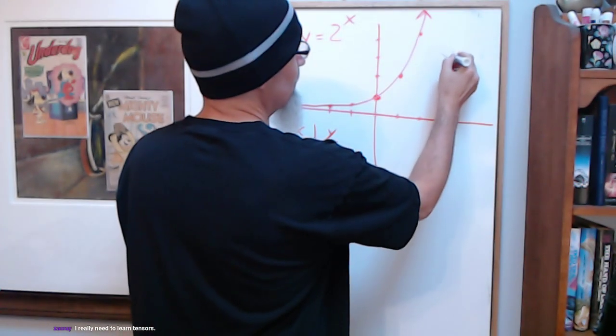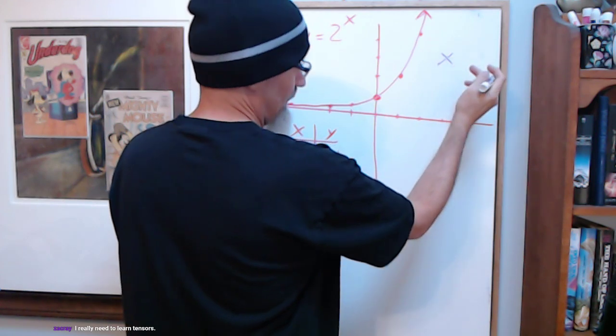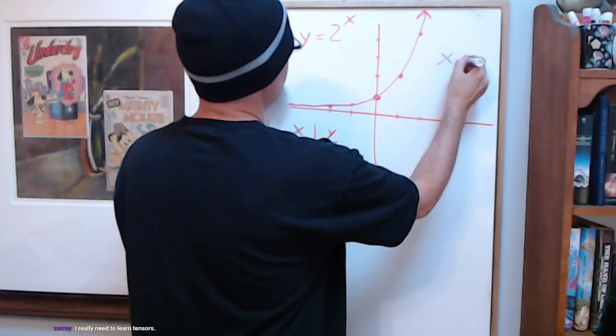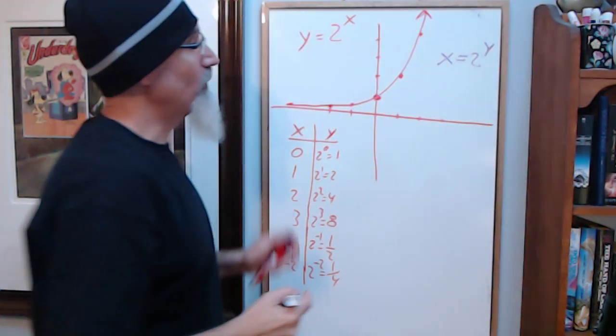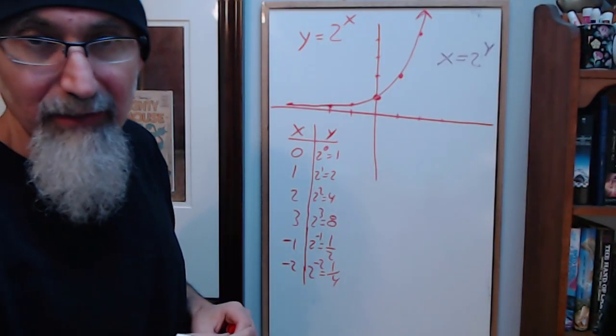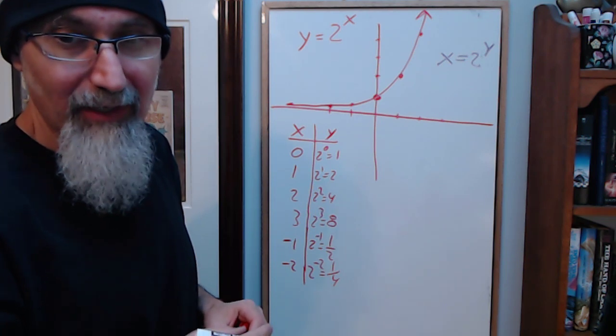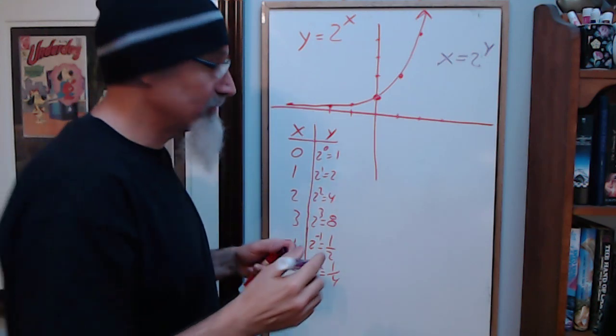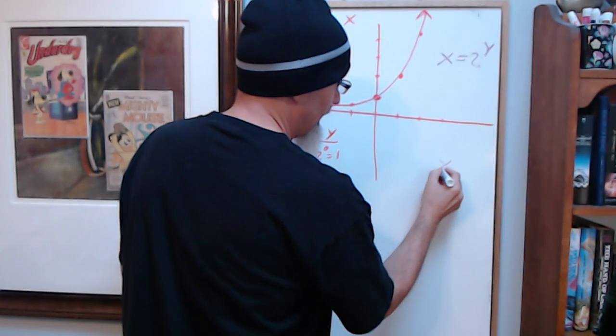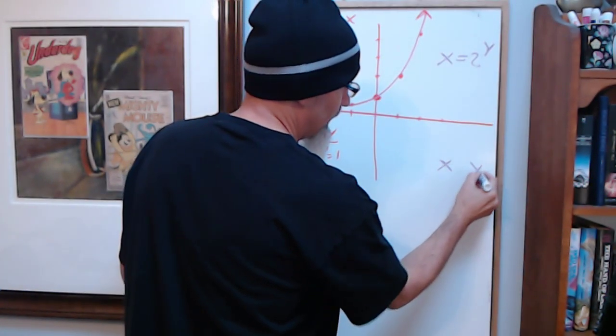What happens if we go x? Here, let me write that. No, let's do it here. X is equal to 2 to the power of y. Oh, wow. X is equal to 2 to the power of y. What's the graph of that going to look like? Right? Okay, let's do a table of values. X, y.